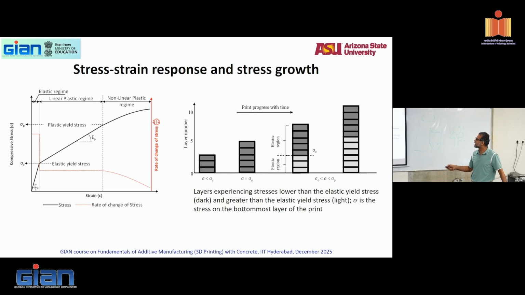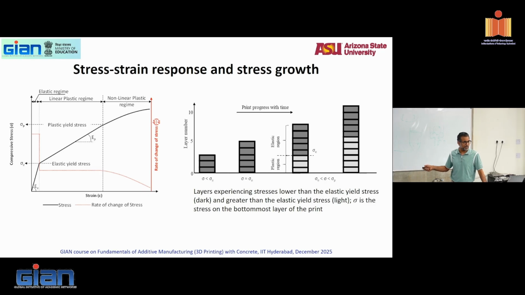If at some time I have printed 3 layers, the first layer has only the load of 2 layers above it, correct? Which means they're probably all within this range, which means it's all elastic. You see that? And at some level, I get to this point. I get my bottom layer to be stressed to that point. So you get your elastic limit. And then beyond that, what happens?